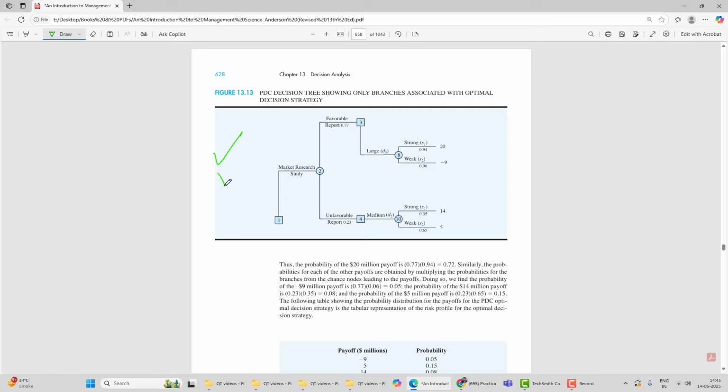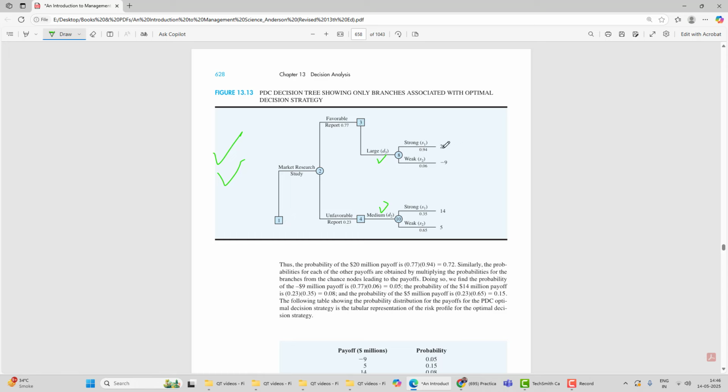Now our entire decisions will be shown like this. See, these are our final decisions. Go for the market research study. Then if you get a favorable report, you will go for D3, and then you can either get 20 or -9, right? If you find an unfavorable report, go for D2, not D3, and in that case you will get 14 or 5, and these are the probabilities, right?